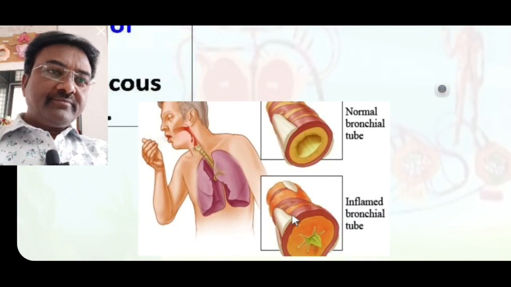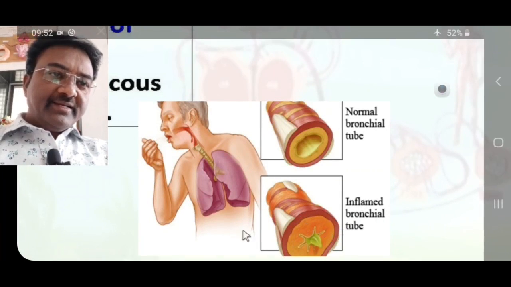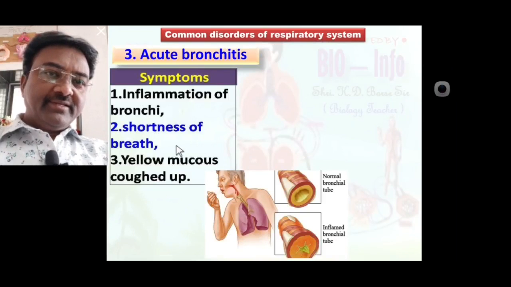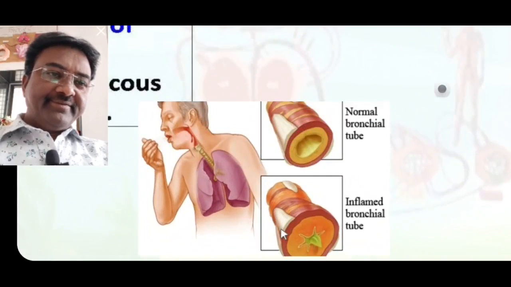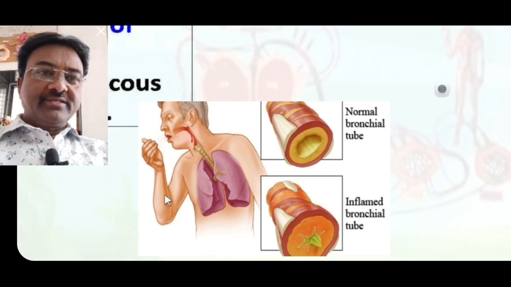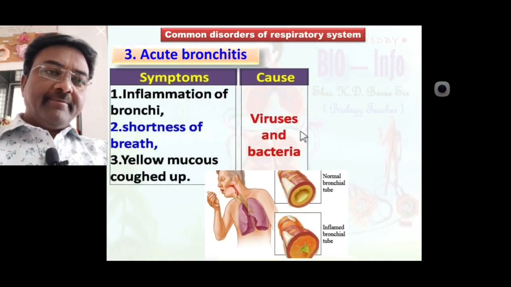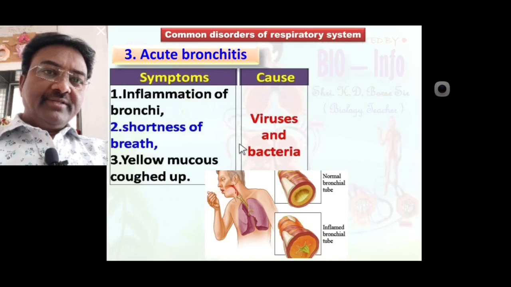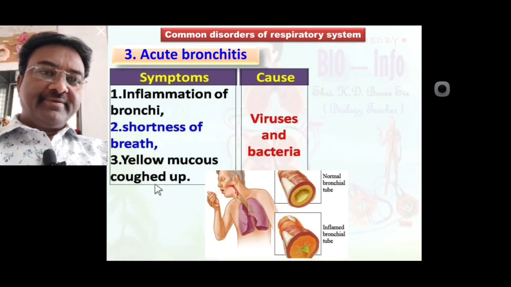Seen here, acute bronchitis is inflammation of the bronchial tube, and due to this inflammation, shortness of breath and yellow mucus cough are seen in the bronchial region, and due to this coughing takes place. Such a disorder is caused by bacteria or viruses, meaning this disease is caused by viruses or bacteria.